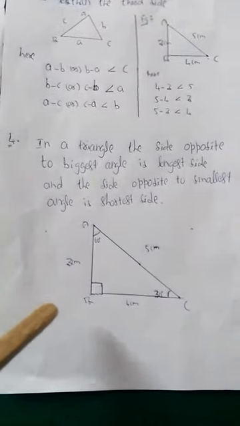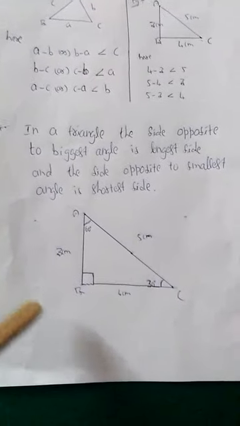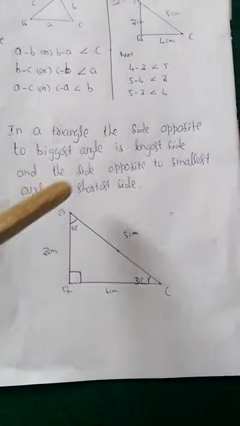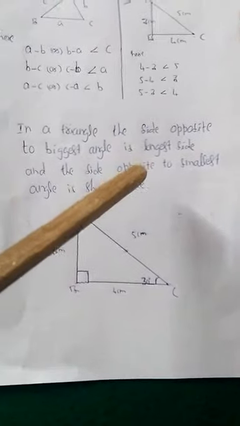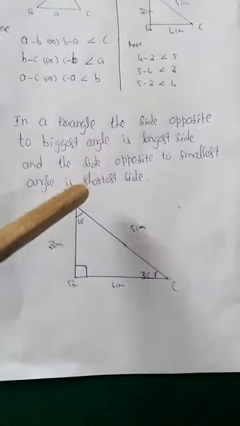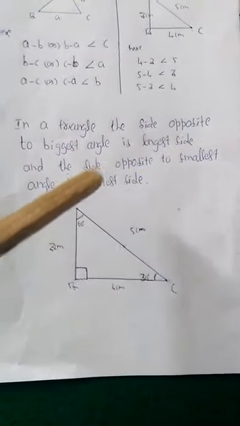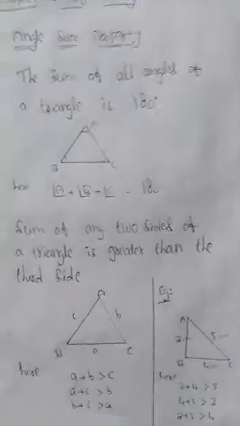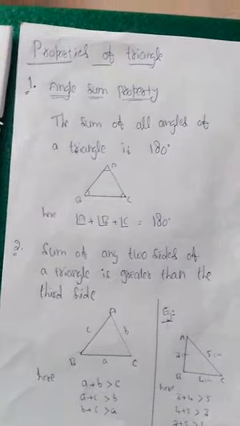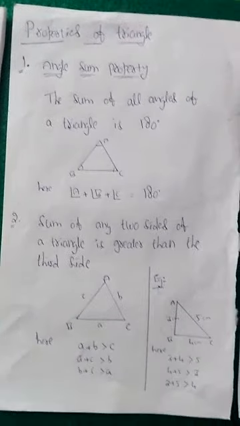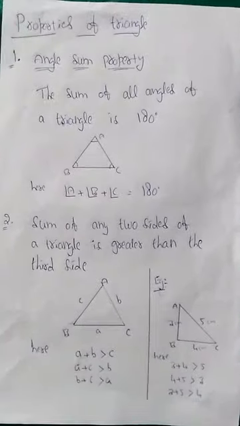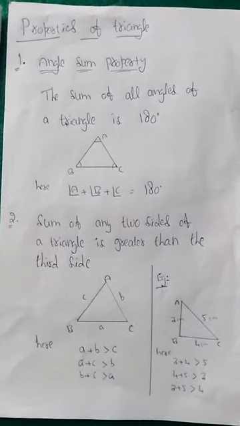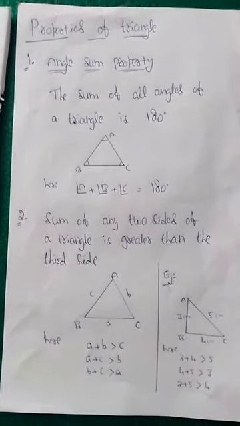So once again, in a triangle, the side opposite to the biggest angle is the longest side, and the side opposite to the smallest angle is the shortest side. See the properties once again. 4 properties we discussed here. The first one is the angle sum property. The angle sum property tells us the sum of all angles of a triangle is 180 degrees.